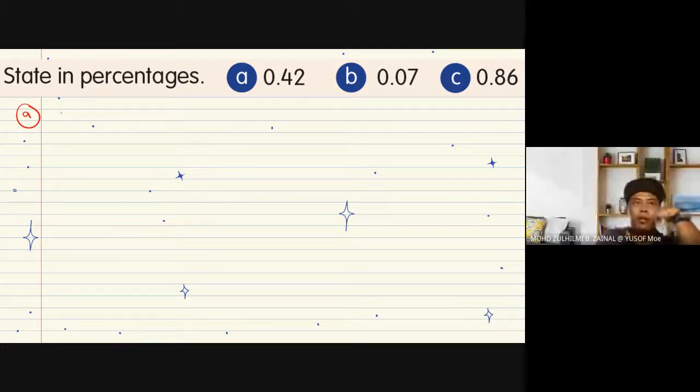Okay, the first question is 0.42. How to change it into percentage? Remember, you change 42 into fractions first. 42 over 100, or 42 hundredths. So 42 over 100, solve. 42%.